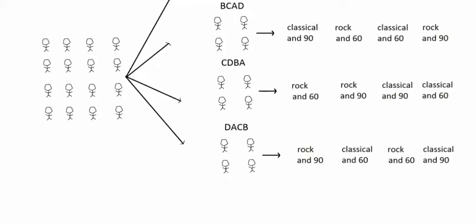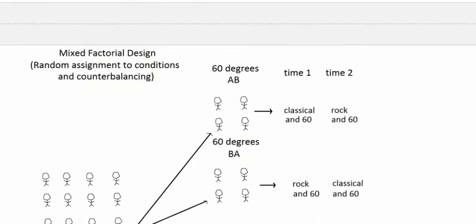So all 16 people are going through all four conditions. It just happens to be that they're not all following the same order. You have a fourth of them following order 1, a fourth following order 2, a fourth of them following order 3, and a fourth of them following order 4. That's counterbalancing in a within subjects factorial design.